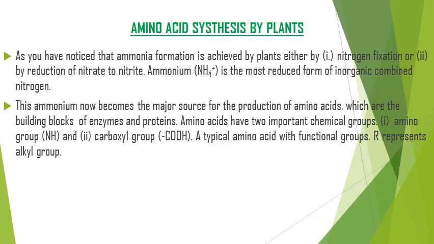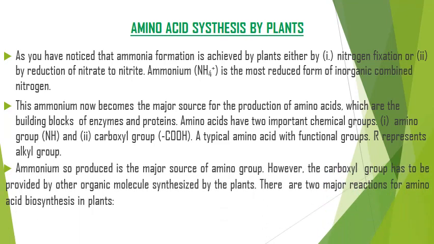A typical amino acid with functional group R represents an alkyl group. Ammonium produced is the major source of the amino group. However, the carboxylic group has to be provided by other organic molecules synthesized by the plants. There are two major reactions for amino acid biosynthesis.